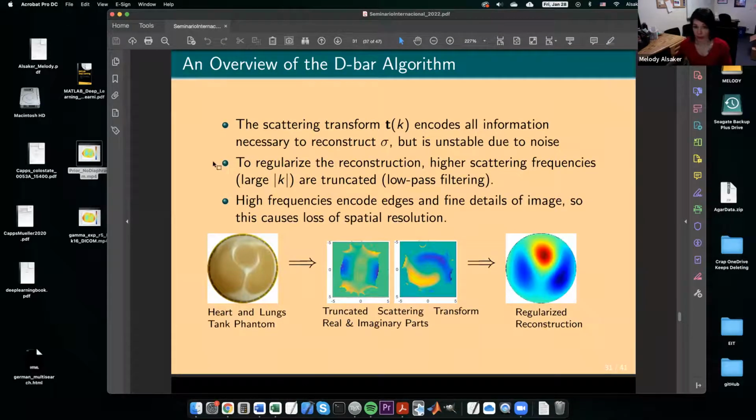So the scattering data does encode all the information necessary to reconstruct the conductivity, but it is unstable in the presence of noisy real-world measurements. So to regularize the reconstruction, and regularization just means we're pruning out the bad information that is unstable due to the noise, and we're keeping the good information in some sense. We prune out the higher scattering frequencies, so large K values. We truncate these, which is considered a form of low pass filtering in the nonlinear Fourier domain.